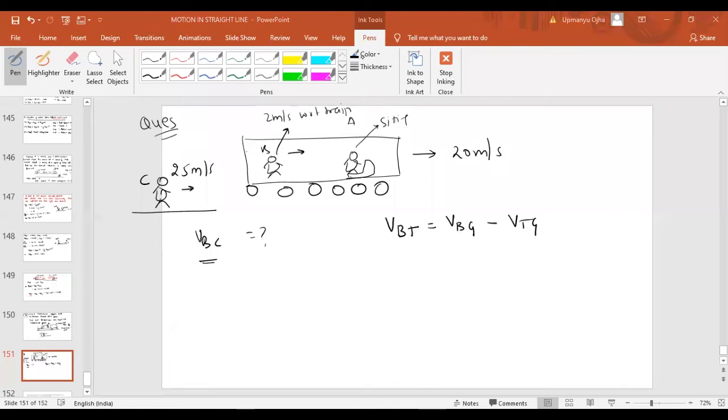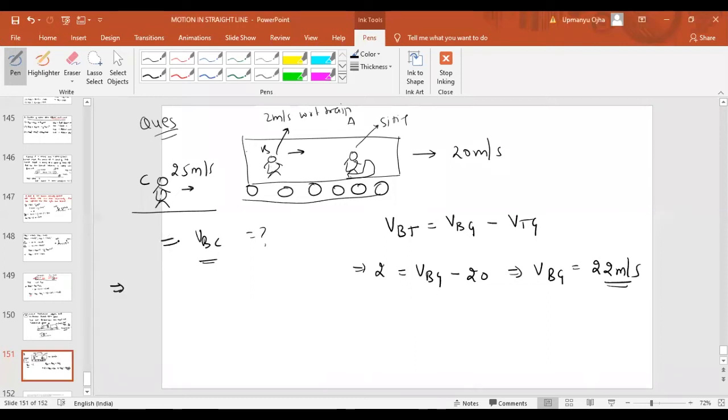We need to take some reference point. Here the ground is the reference point which we are taking. So the velocity of B with respect to the train is 2 meters per second on the right side. So we can say 2 equals the velocity of B with respect to ground, which we don't know, minus the velocity of the train with respect to ground, which we know, that is 20. So we are getting the velocity of B with respect to ground as 22 meters per second. Now what we need to find?